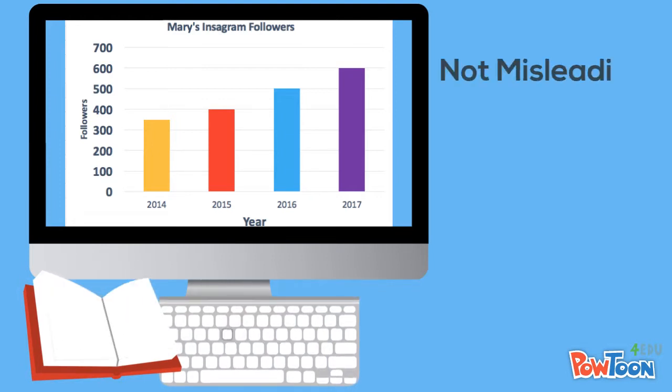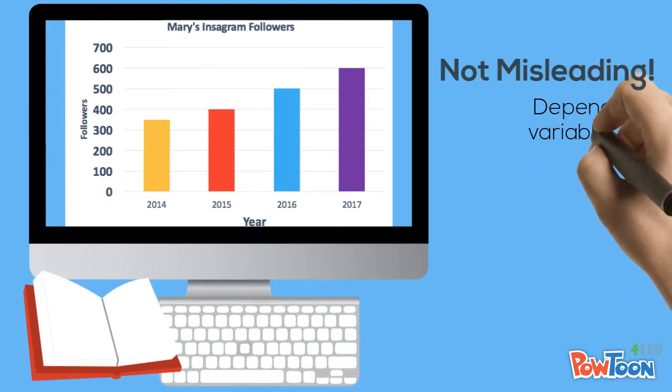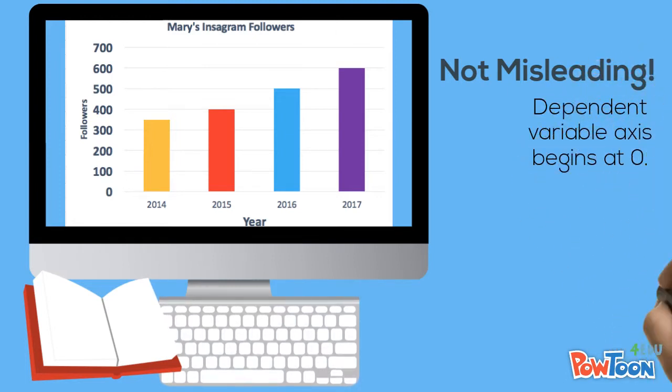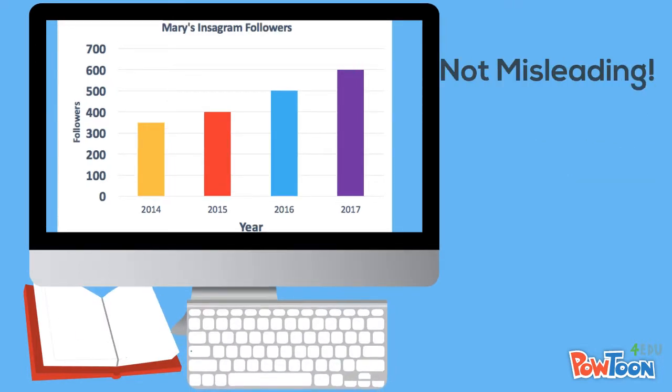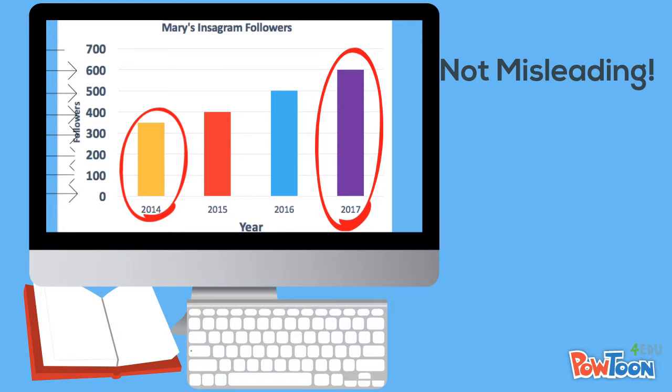That is because the dependent variable axis, the number of followers are dependent on the year, begins at 0. Furthermore, the vertical axis, which is the dependent variable axis, is scaled correctly in that it increases by even intervals all the way to the top. And when the bars for each year are filled in, you see that although there was an increase between 2014 and 2017, the increase is not nearly as dramatic as the original misleading graph would suggest.